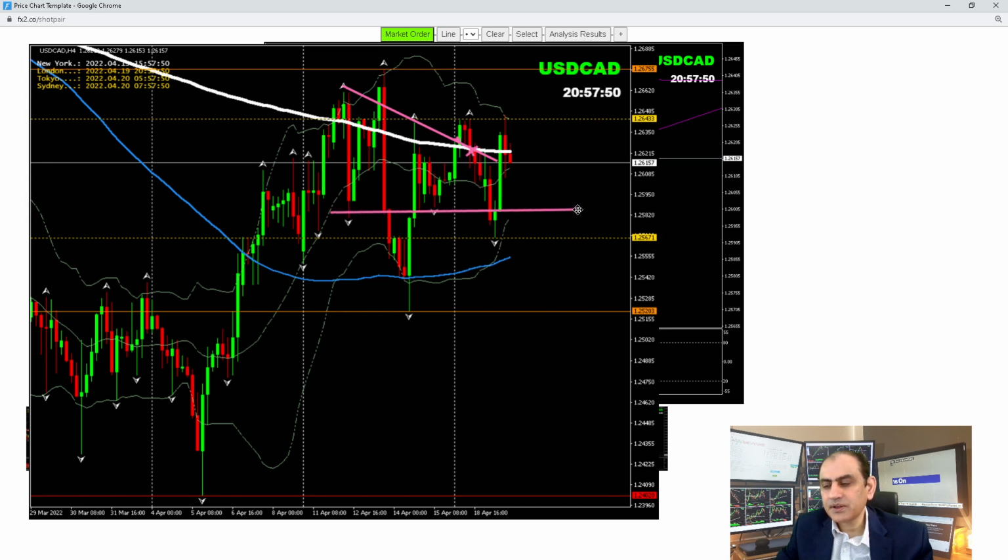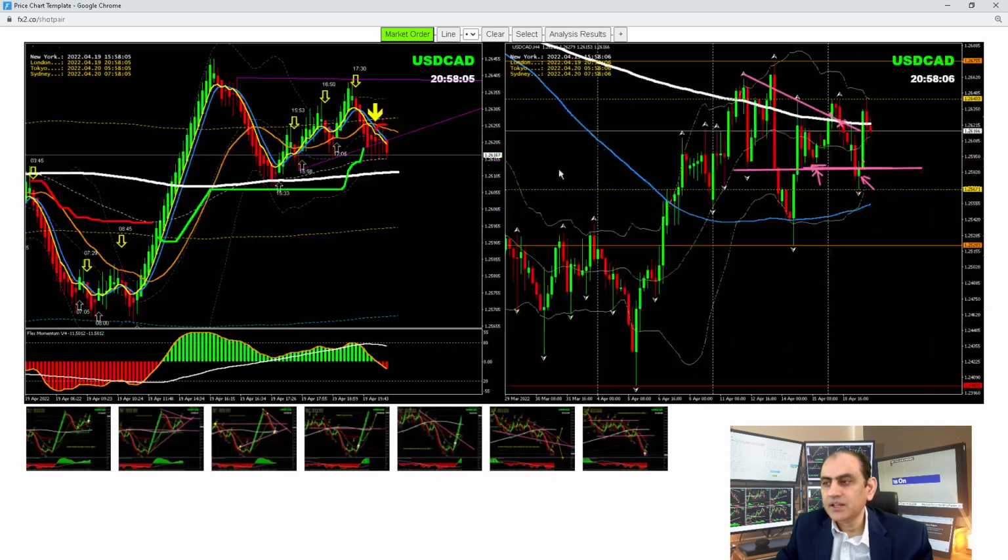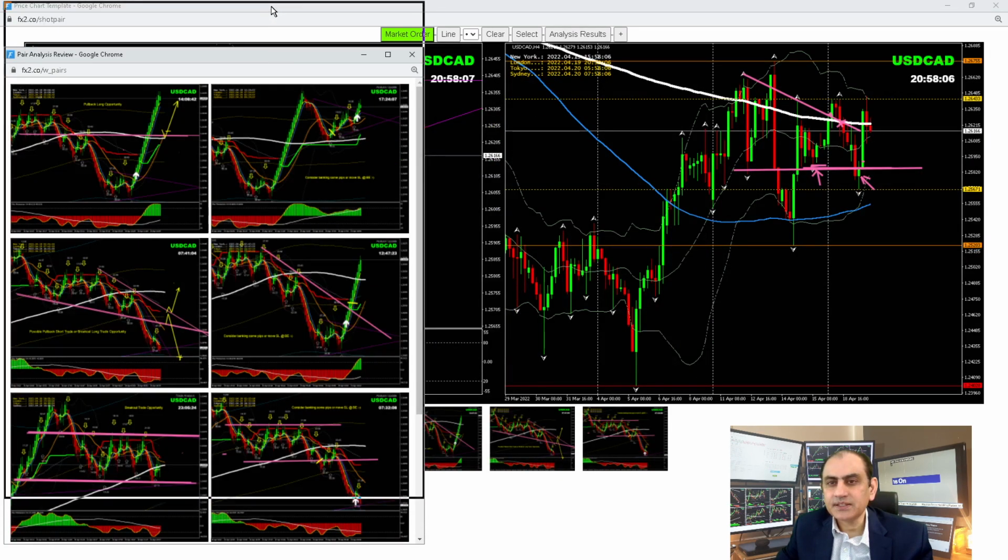As soon as the price respected this previous low level, as you can see at this level, and after this candle, we have another counter long trade and beautiful pips on dollar CAD. Let me share with you the entries and exits.